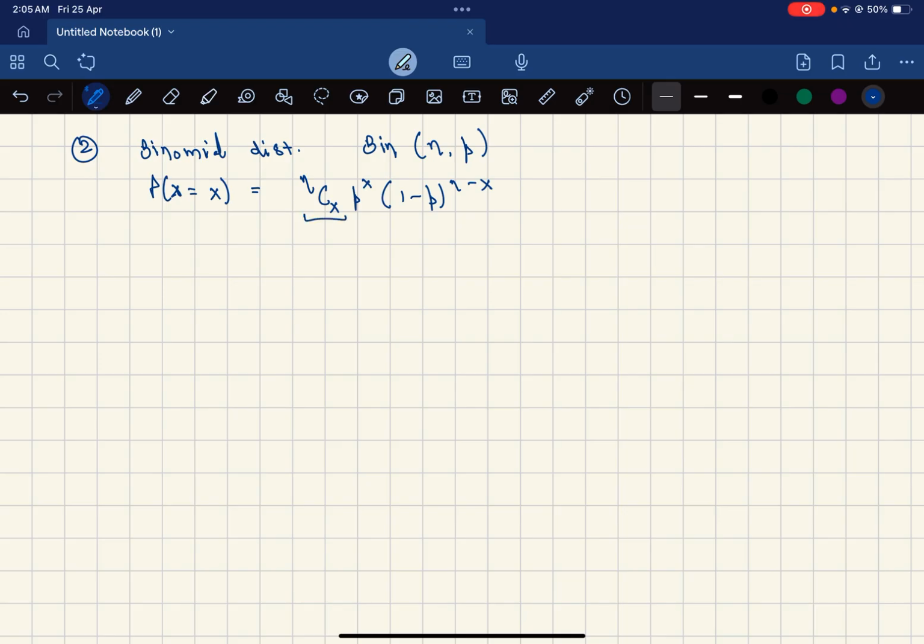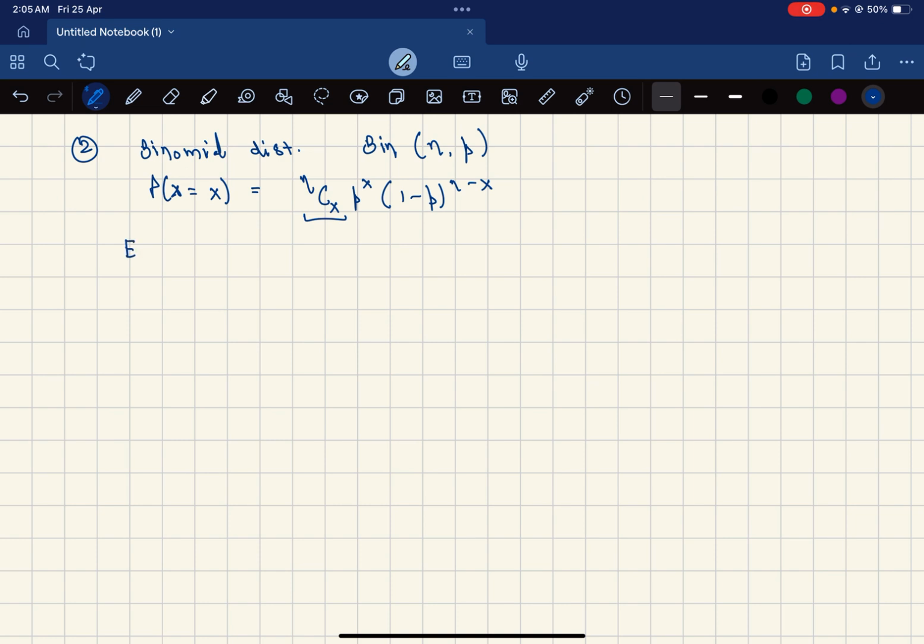So if you remember, this represents the number of ways to select x of the n trials where we'll have the event that will happen. p to the power x is the probability of x events to happen in the n trials, and 1 minus p raised to power n minus x is the probability of event not happening in n minus x total trials.